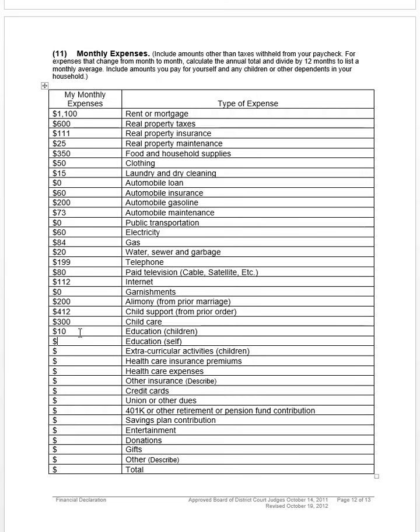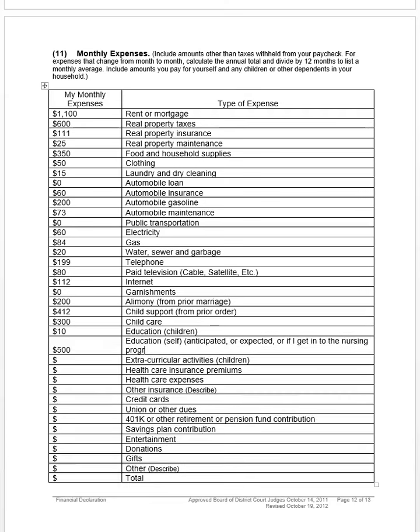But if you're going to do that because it was in the works, or because you think you've got a very good argument for, I'm getting back out into the workforce after being a stay-at-home parent for 20 years, you've got to explain that. So once again, let's assume that you were going to have a $500 a month education expense, and it's not happening yet. I would write anticipated, or expected, or if I get into the nursing program. Make sure you're letting the court know that this is a future expense, not an actual expense.